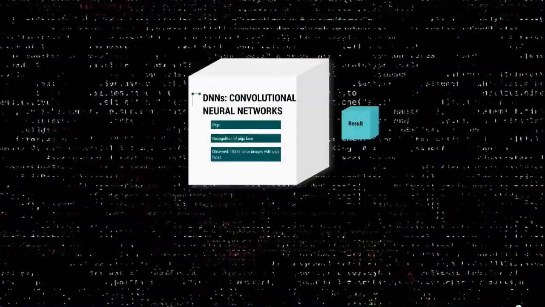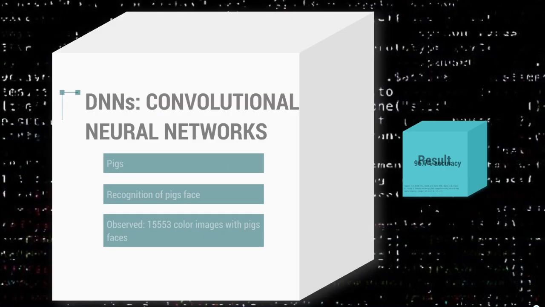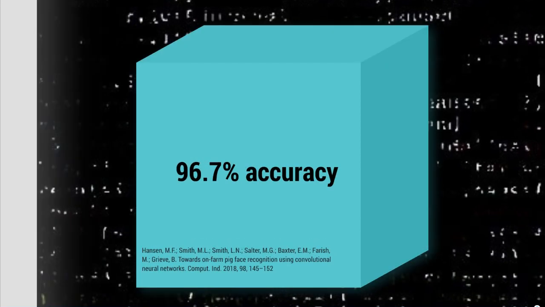Lastly, instead of using radio frequency identification RFID tags, which make the pigs uncomfortable, deep convolutional neural networks are being applied in pig face recognition. 15,553 color images with pigs' faces are being learned by the model, and the accuracy is as high as 96.7%.